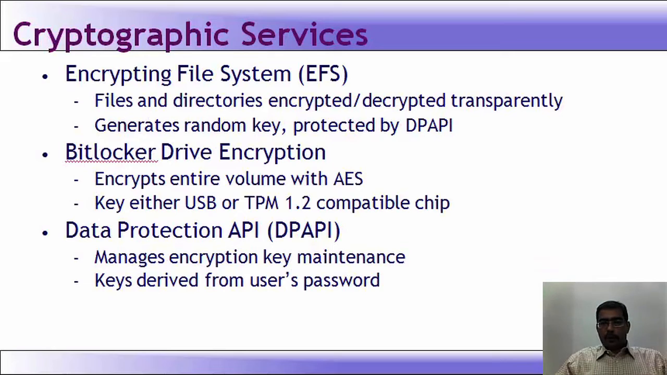Then came the modification of cryptographic services, that is the encrypting file system, where files and directories are encrypted and decrypted transparently. Then generation of a random key, which is protected by DPAPI, and BitLocker drive encryption, which encrypts the entire volume with AES. Now the key storage can be either through a USB or a third-party TPM 1.2 compatible chip.